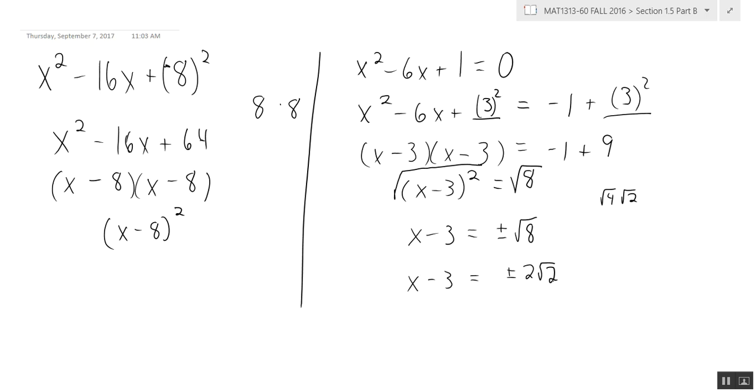Now to solve for x, I need to get x by itself, so let's add 3 to both sides. And remember, when you bring this number over, you have to write it in front of the plus or minus. So that cancels out. I get x equals 3 plus or minus 2 square roots of 2.